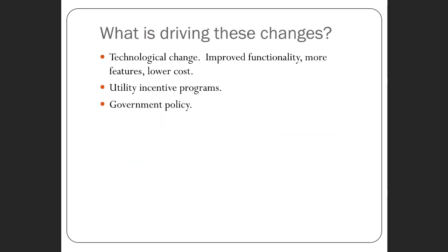Right, so why are these changes happening? Well, technology is moving along. People are discovering things and finding better ways of building better products. We're getting more functionality, more features at a lower cost, right? That's happening in lighting, that's happening with our smartphones and our computers and everything else, right?